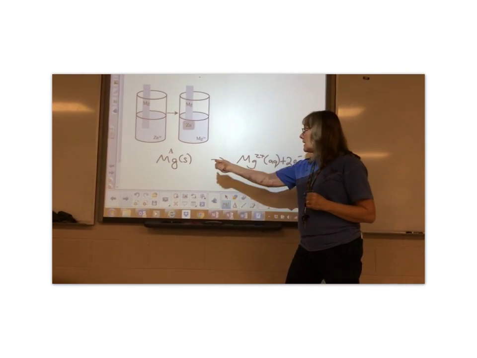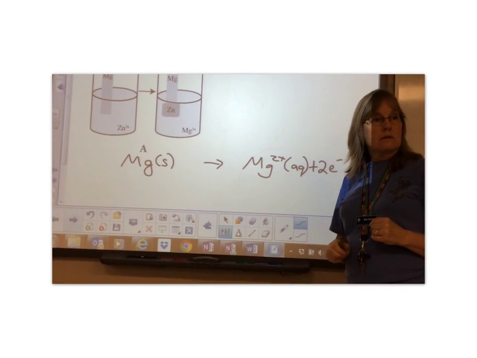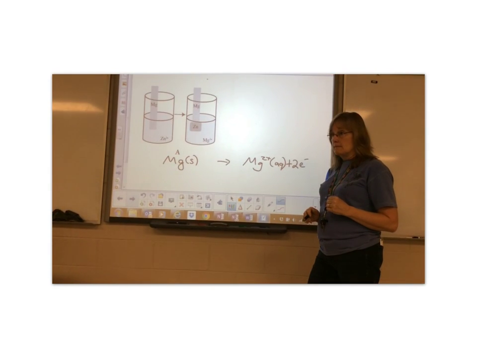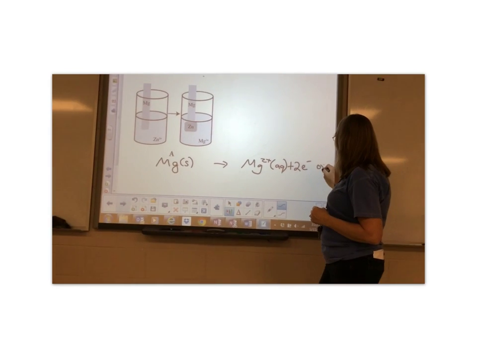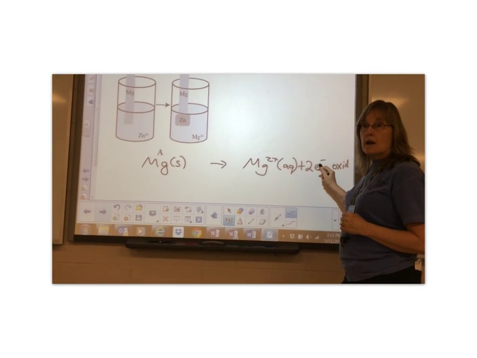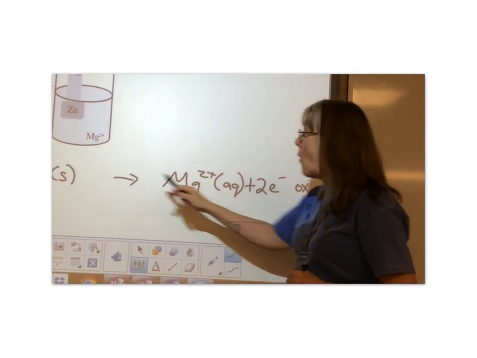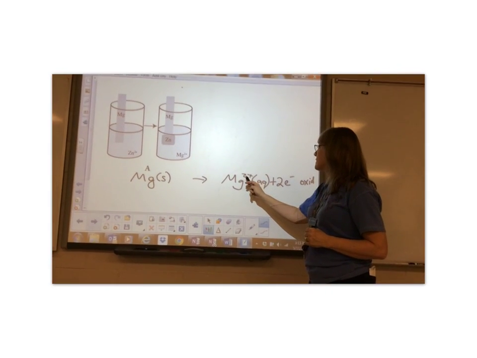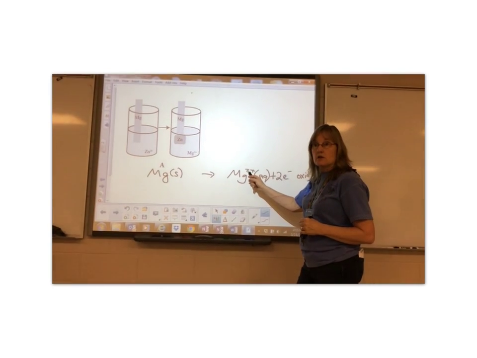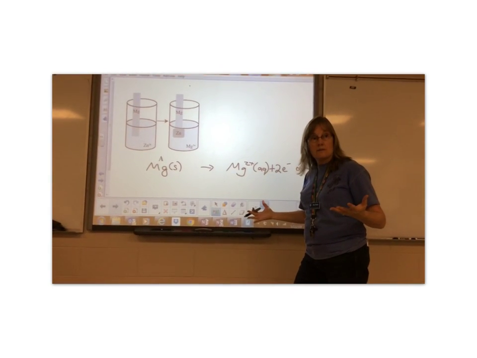Plus 2 electrons. Is this oxidation or is this reduction? That is oxidation. Losing electrons is oxidation. Or if the oxidation number goes up, that's oxidation. Or if the electrons are on the right, that's oxidation.